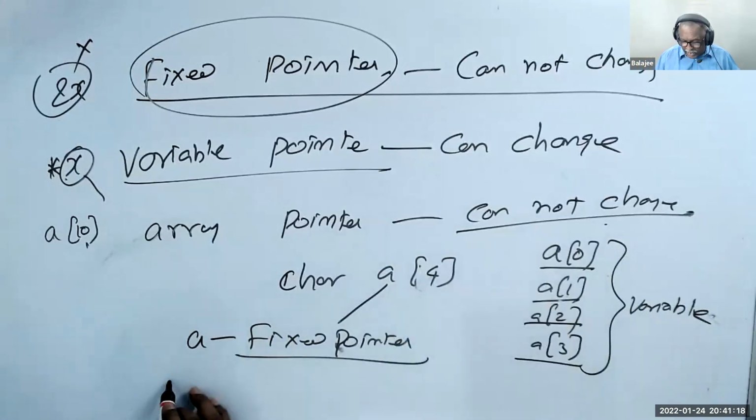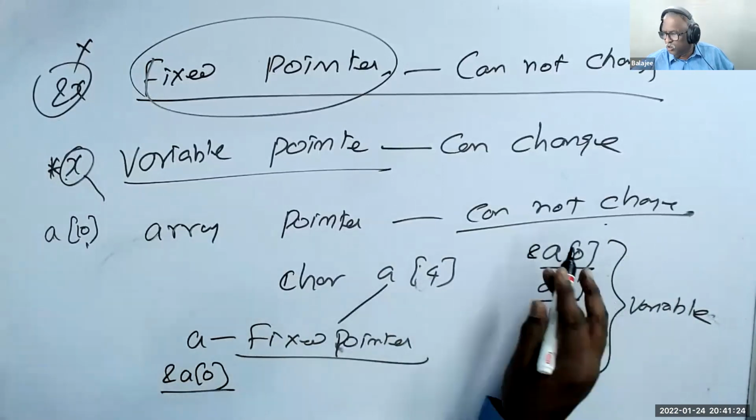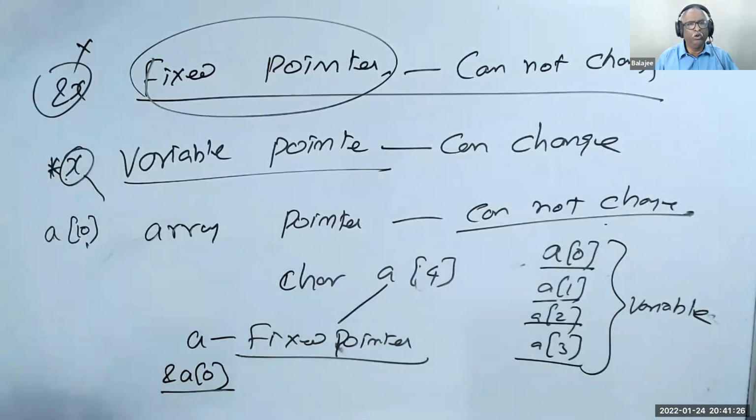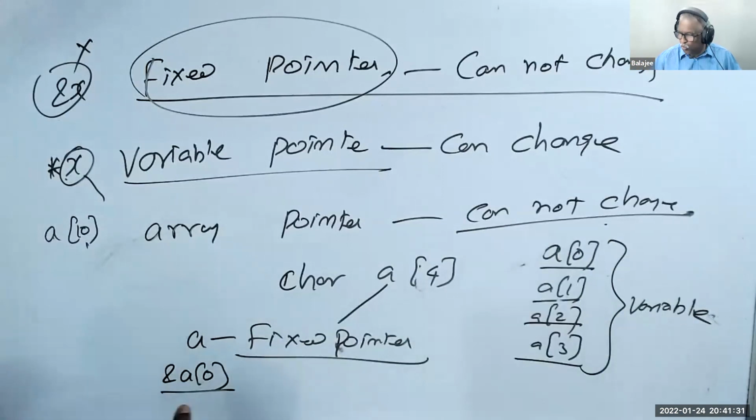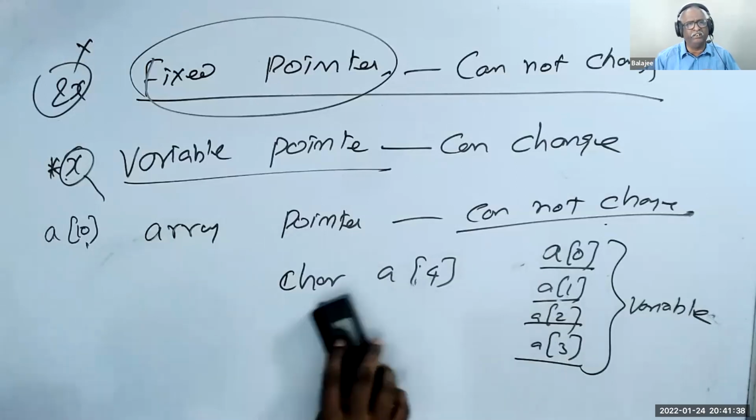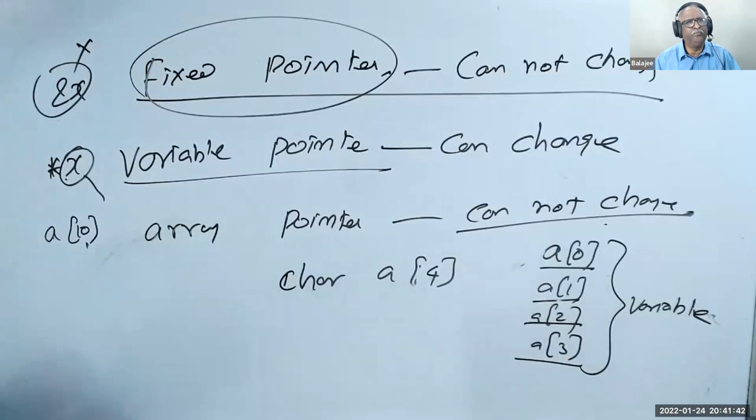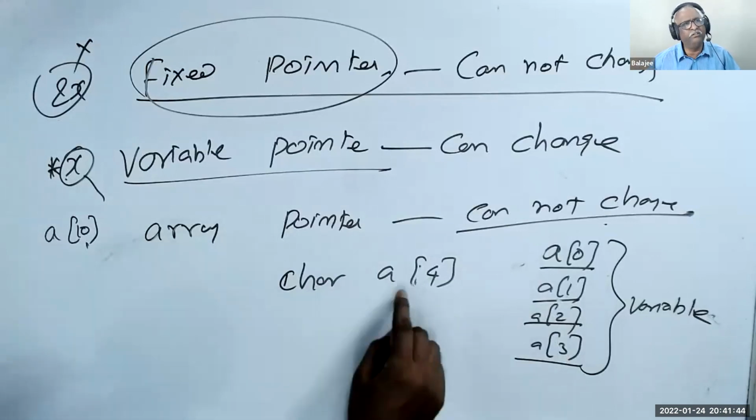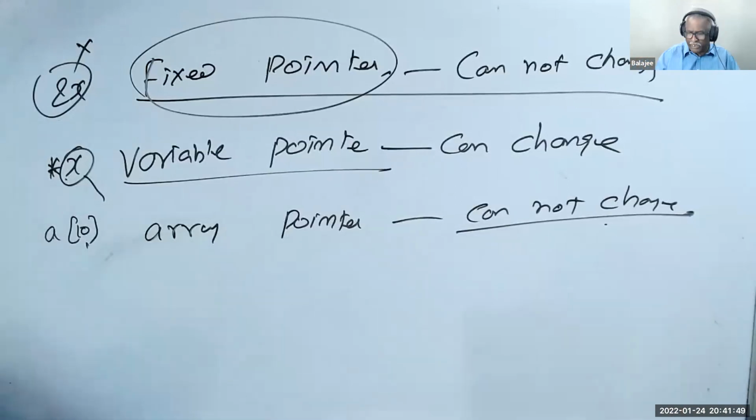But this is also the same as A of 0. So please understand, if you put the ampersand here, that becomes an address. So both are the same. So A and A of 0 are the same. But generally in the industry, we don't do this. We use A because the C compiler has given a provision for you to treat A as an address. It's easy to do that. That's why it is given. So please don't get confused here.